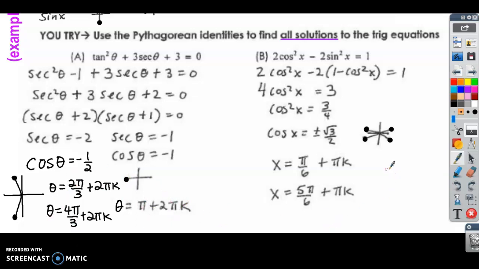Now this one, however, I don't have to write all 4 of them separately. I can just write 2, because pi over 6 and 5 pi over 6 are not the same distance, but pi over 6 and then 7 pi over 6 are exactly pi away from each other, and so are 7 pi over 6 and pi over 6. So those two are pi away from each other, and these two are also pi away from each other. So I'm just going to write those two together as one solution, and these two together as one solution, and then plus pi k.